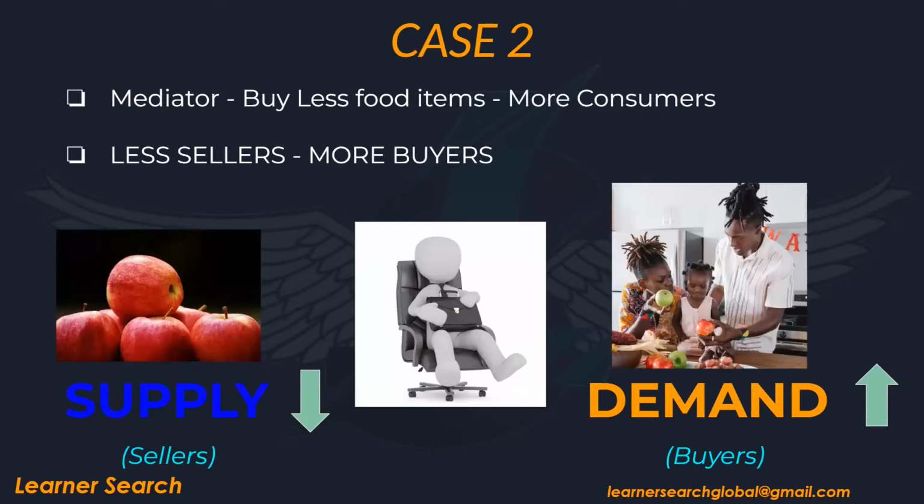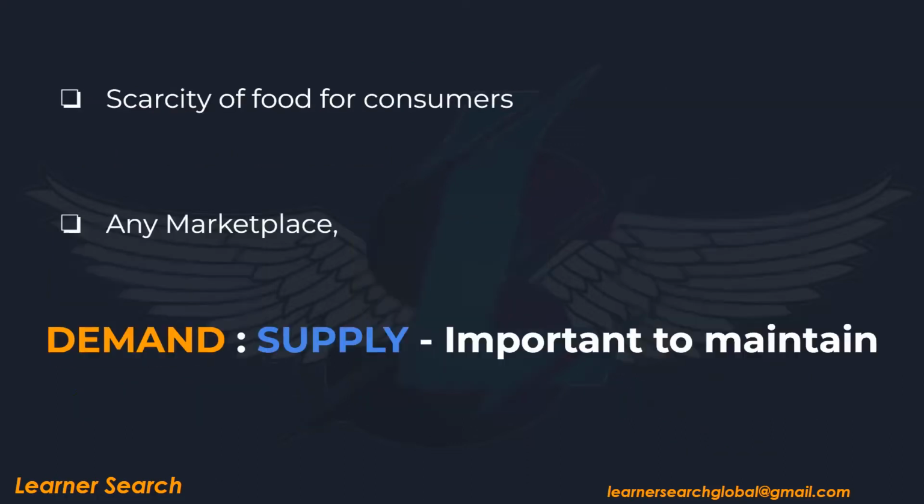Now let's take case 2. In this case, the same mediator got less supply of food items, and unfortunately for that supply, he got more consumers. In this case too, there are fewer sellers and more buyers. What we can say is supply is less and demand is more. You might have seen this in real time. So what happens in this case?